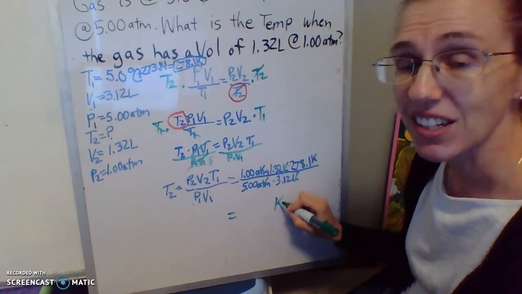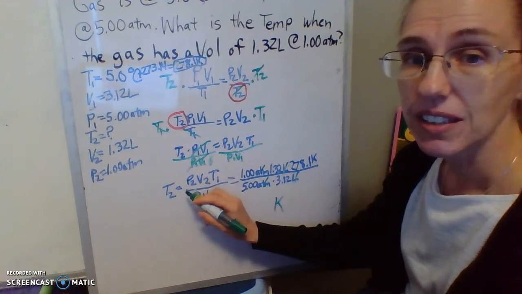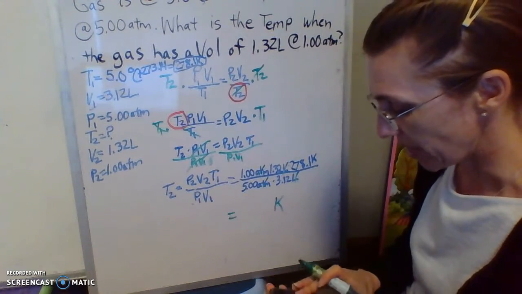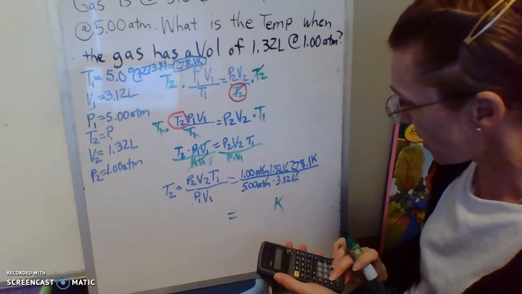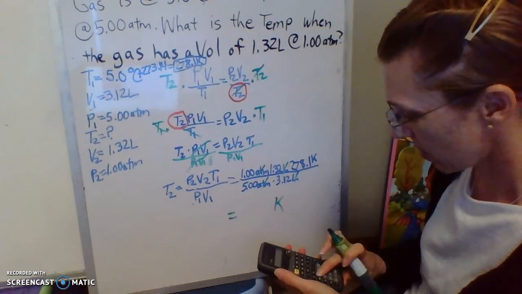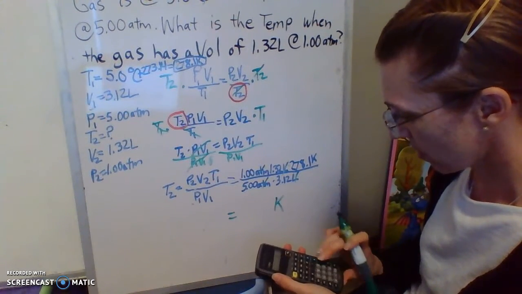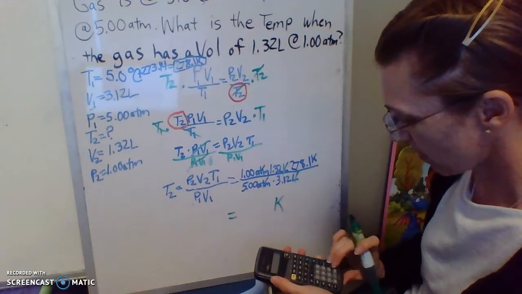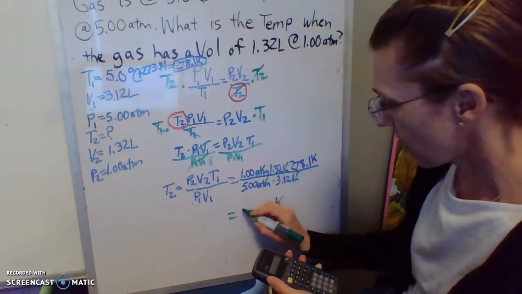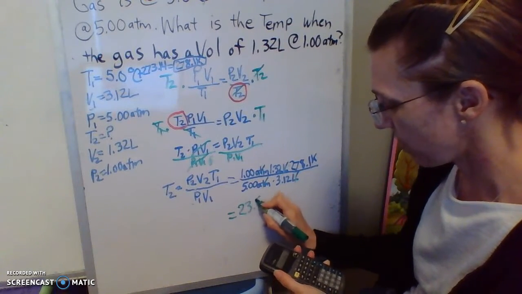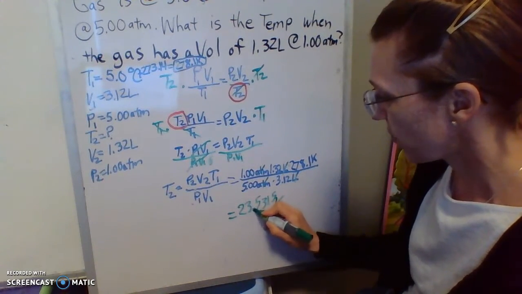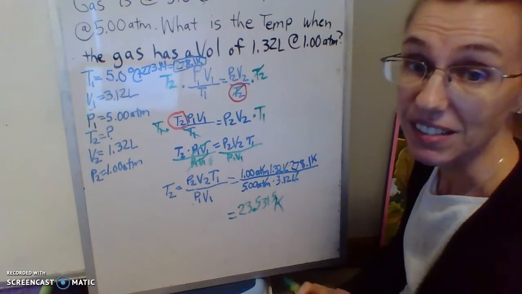Is Kelvin a valid unit for temperature? Well, yes it is. So we know we're on the right track when those units agree. So let's go ahead and type this into our calculator. And we get 23.5315. And before we move on to the next problem, we've got to look at significant figures.